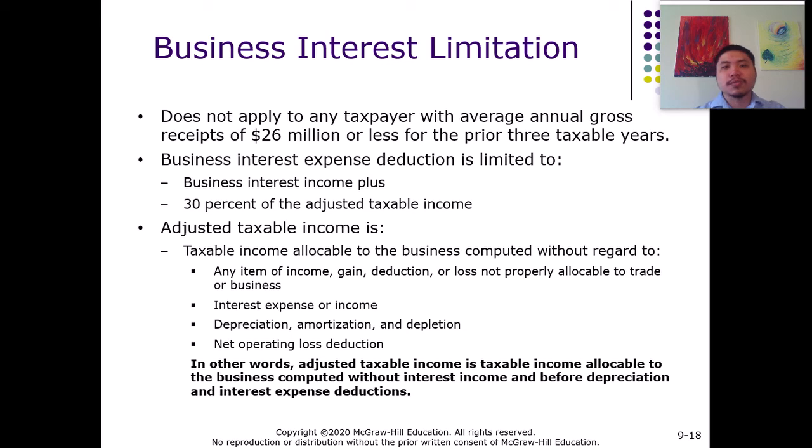So what does this limitation rule tell us? Basically, the business interest expense deduction is only limited to the amount of business interest income plus 30% of the adjusted taxable income, right?